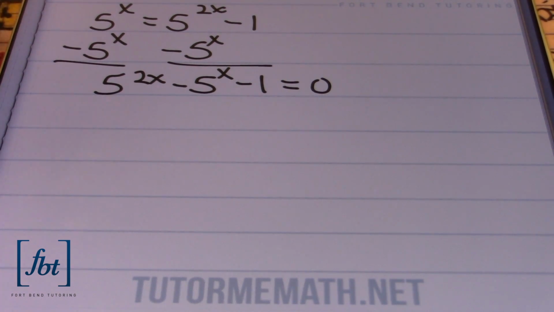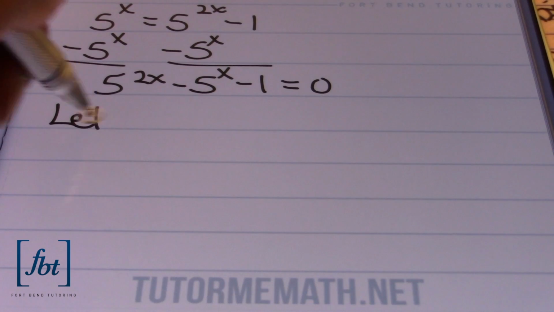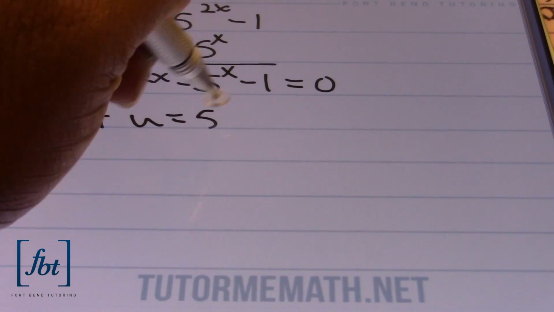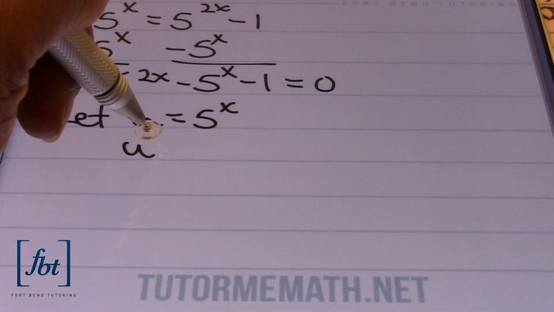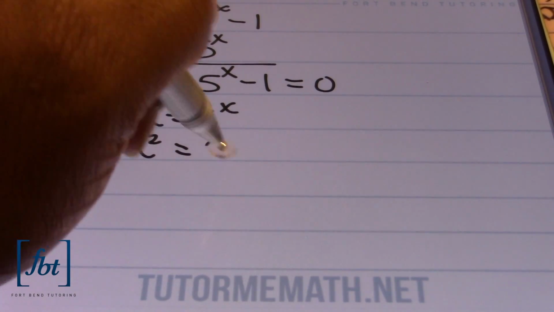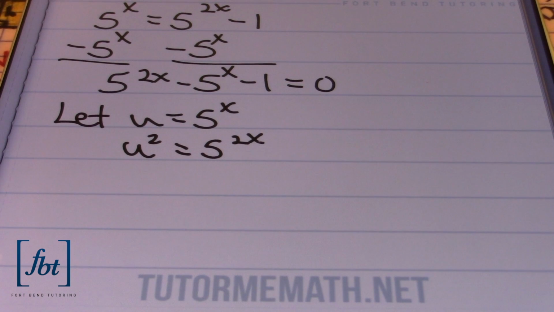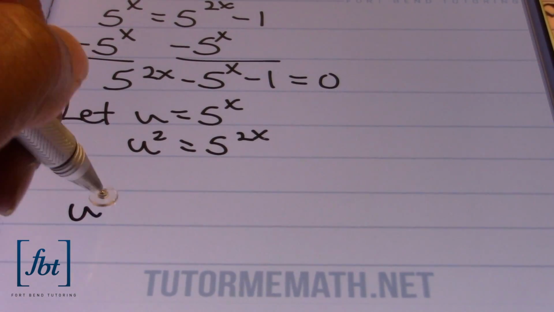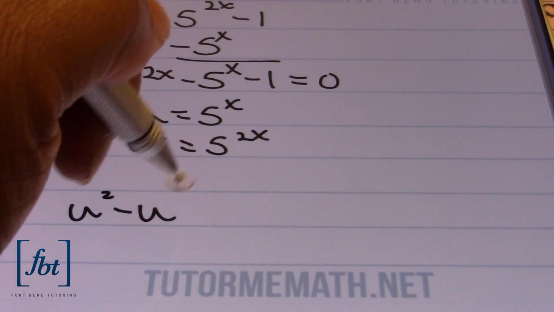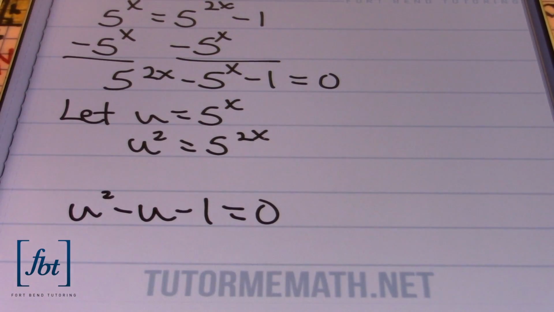So let's do some substitution. I'm going to say that u equals 5 to the x. If u equals 5 to the x, then u squared must equal 5 to the 2x. Using u and u squared to substitute into this equation, I can rewrite it as u squared minus u minus 1 equals 0. From this point, we have a quadratic equation that we can solve.